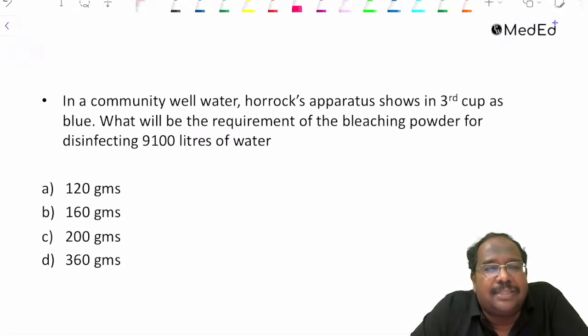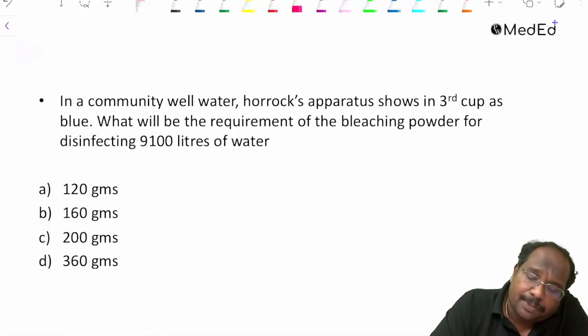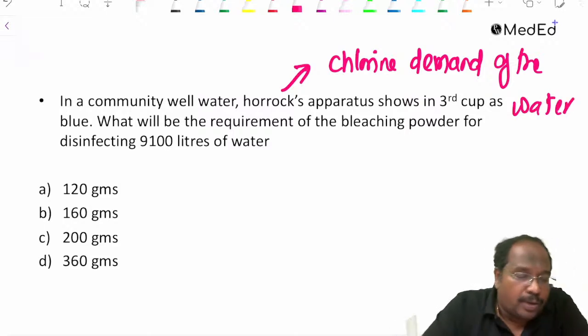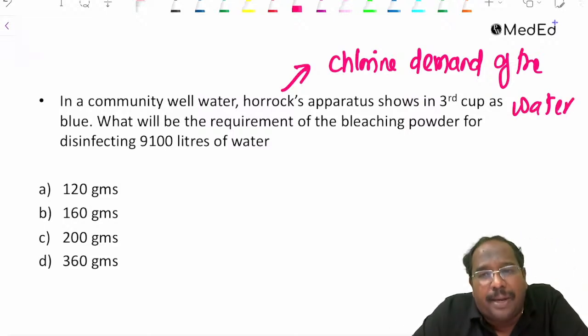The next calculation comes in the chapter of environment. In a community well water, the Horrocks apparatus shows the third cup as blue. So what will be the requirement of bleaching powder? What is the purpose of the Horrocks apparatus? The Horrocks apparatus measures the chlorine demand of the water.